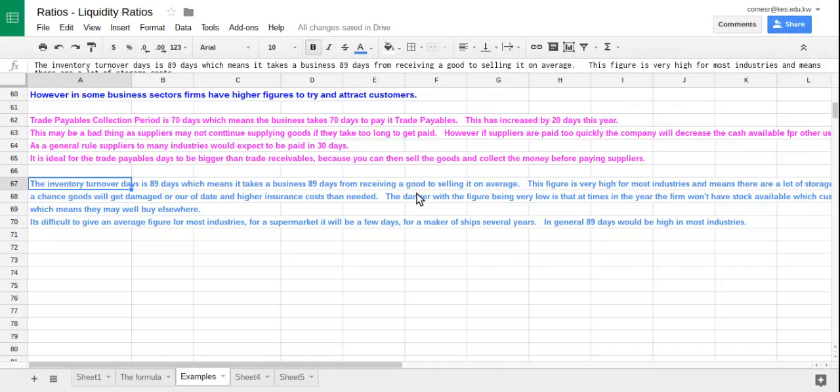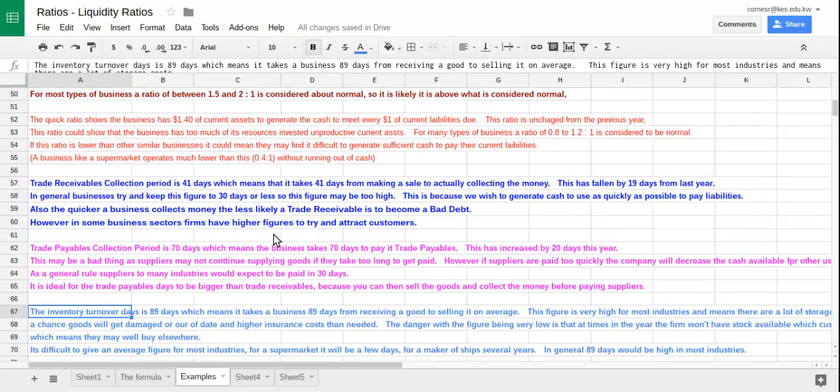There is a danger if the figure gets too low that firms run out of stock. And if you run out of stock, customers go elsewhere, and then you've got to win them back.